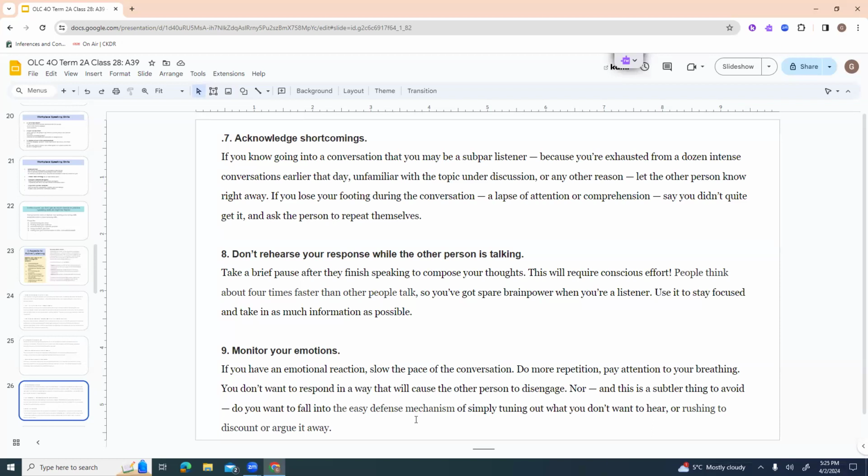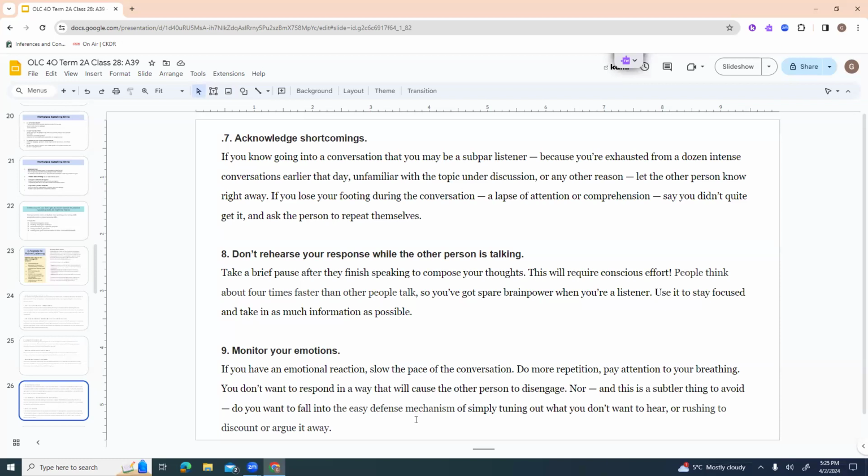Number 8, don't rehearse your response while the other person is talking. A lot of times, as people are talking, we're not really listening to them. We're beginning to think about what we're going to say in response. Instead, take a brief pause after they finish speaking to compose your thoughts. This is going to require effort. People think about 4 times faster than other people talk. So you've got plenty of spare brain power when you're a listener, but try and use it to stay focused and take in as much information as possible.